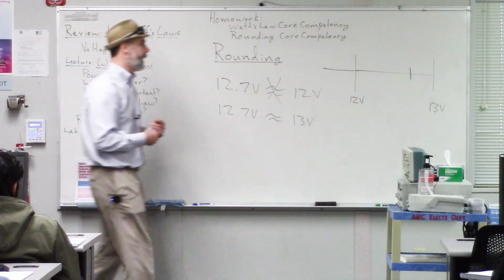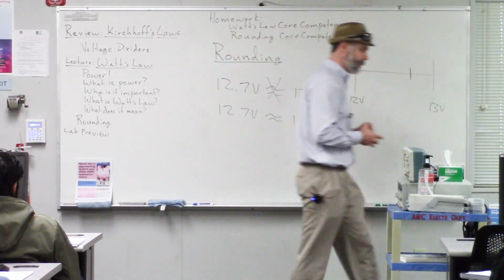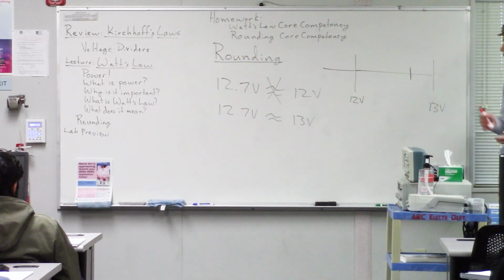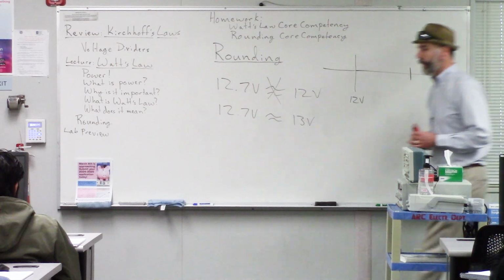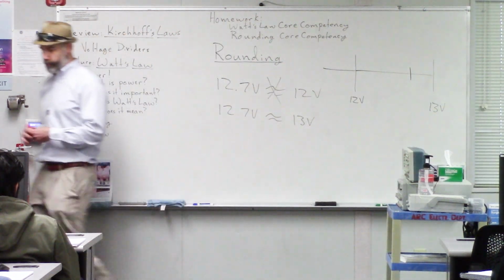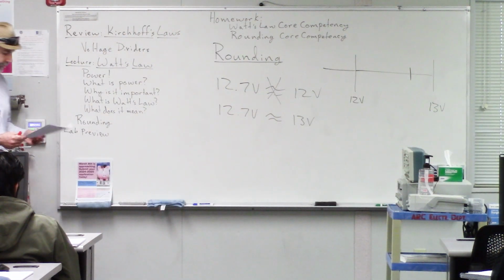So that's what we're trying to do with rounding. We're trying to look at a number, get rid of some information, but keep the best approximation that we can, okay?